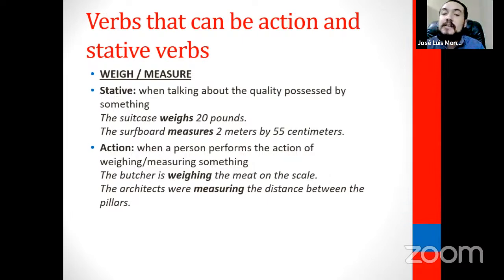All right. And it's action when a person actively uses, let's say, a tool to try to measure that. The butcher is weighing the meat on a scale. So the butcher is using a scale, right, to see what's the weight of the meat. And the architects were measuring the distance between the pillars. Again, they can be using instruments to measure the pillars. It's not that the architects measure, all right? You can say that, but then you're talking about the characteristics that the architects have. In this case, you're describing an action that the architects are doing.